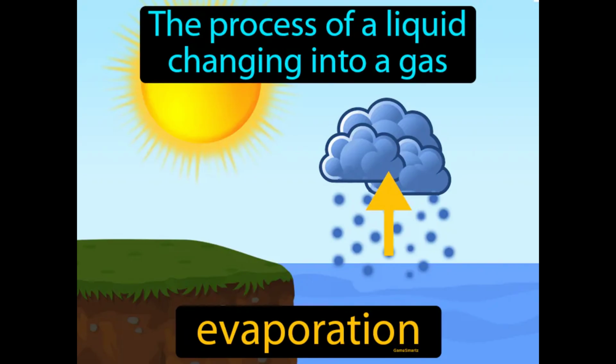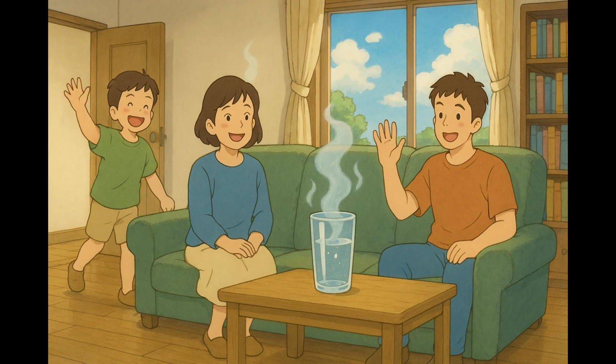The top of liquid changing into a gas. Evaporation. Evaporation is when a liquid turns into a gas, usually from the surface, when heat causes its molecules to move faster and break away. Imagine sitting in a crowded room, and gradually people start leaving one by one, making the room feel less congested.